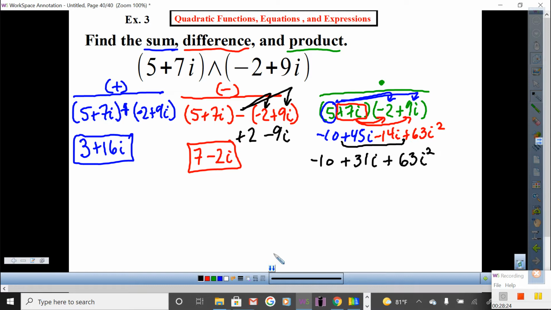No, what do I need to substitute, guys? Instead of I squared, what do I write? Negative 1. So whenever you see an I squared, I substitute negative 1. So what is negative 1 times 63? That's negative 63. And now I can combine. What is negative 10 and negative 63? That's negative 73, and bring down the 31I.